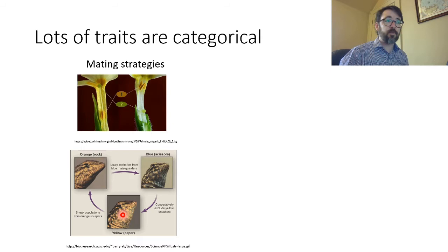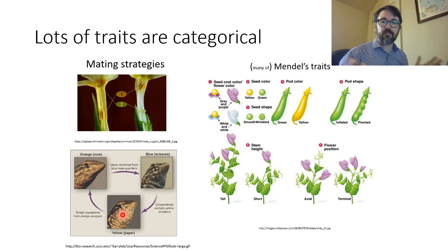Right, and then many of Mendel's traits, just to give a couple more examples, were categorical, right? Smooth versus wrinkled, yellow versus green, purple versus white. Not all of them probably, but some of them were.